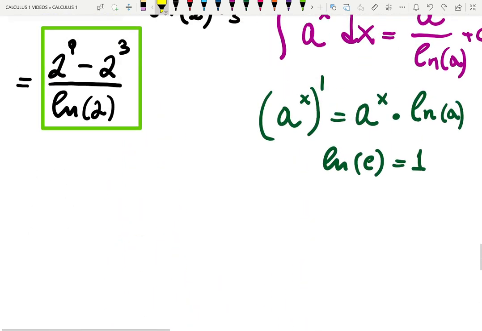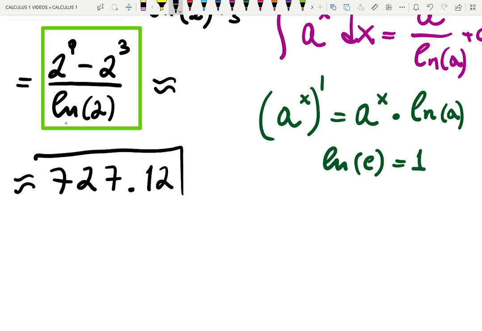Actually, I never mentioned how big this number is. Did you try to find out? It looks not very big, but exponential functions grow very fast, basically exponentially. So it is a large number, 727.12. Exact answer is always better, so the one in the green box is a more preferable answer.